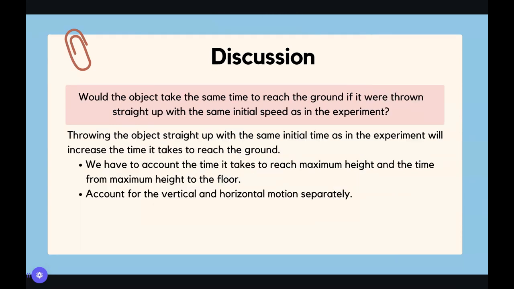For our final question, would the object take the same time to reach the ground if it were thrown straight up with the same initial speed as in the experiment? Throwing the object in this motion would actually increase the time it takes to reach the ground, because we have to account for the time it takes to reach the maximum height and then the time from the maximum height to the floor. We also have to account for the vertical and horizontal motion separately. In the original experiment, part of the initial speed goes into the horizontal motion. In the straight up throw, all the initial speed is in the vertical direction, meaning a longer rise and fall time.